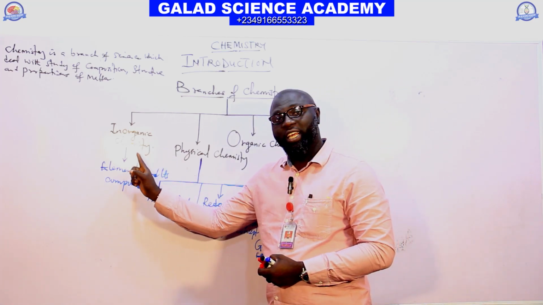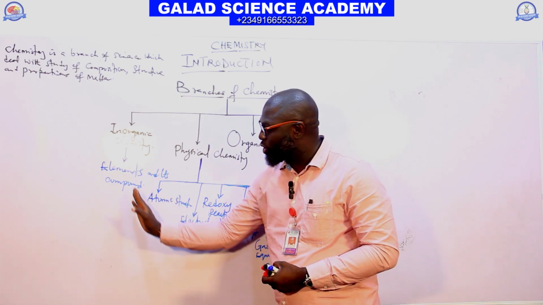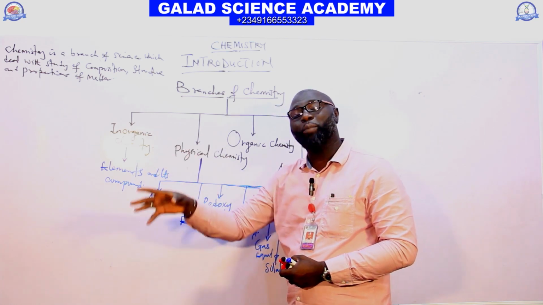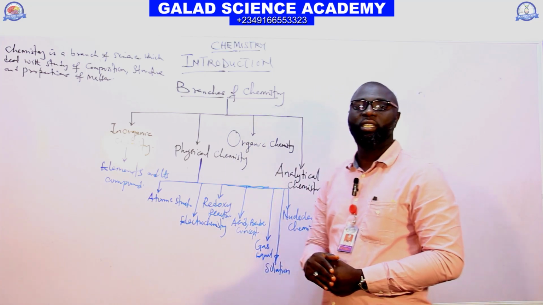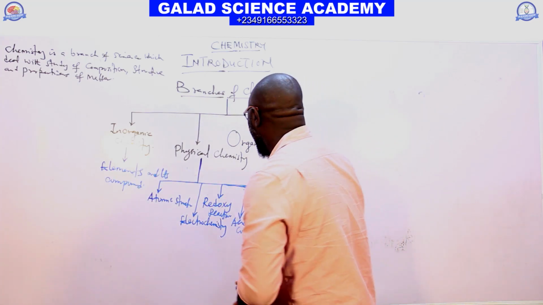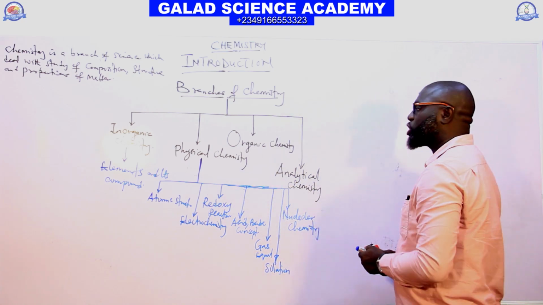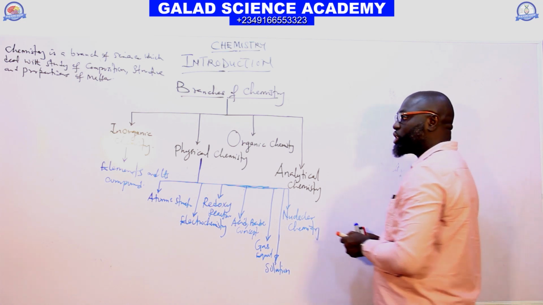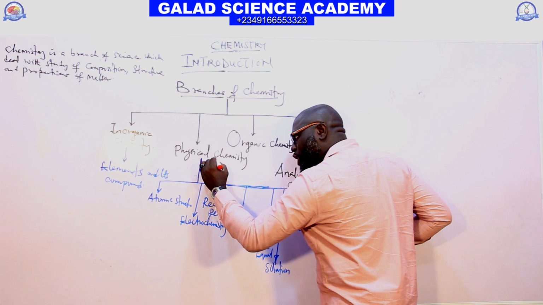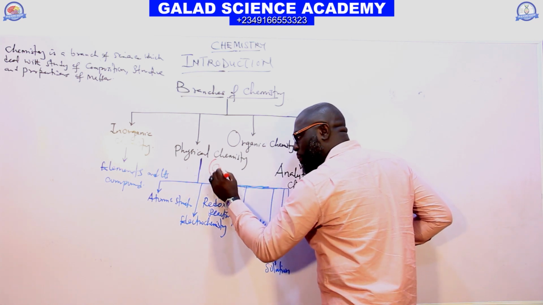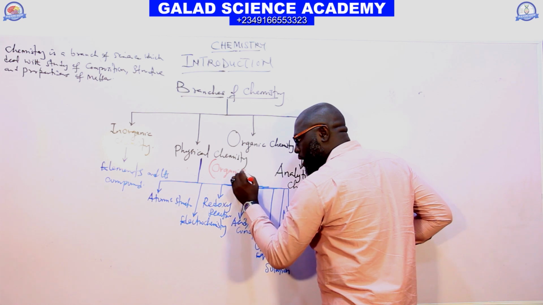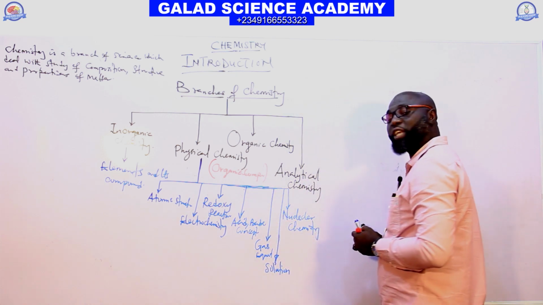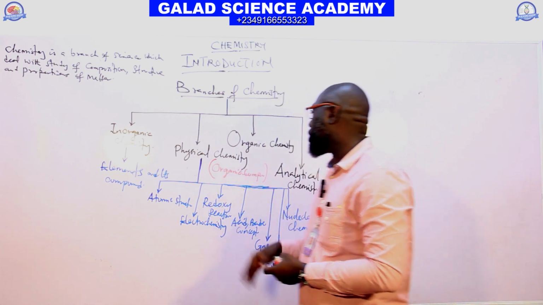And this inorganic chemistry, for convenience sake, you can call it the aspect of the chemistry that deals with the study of the periodic table and its elements and their compounds. But look at the organic chemistry, the third branch. The organic chemistry is a branch of chemistry that deals with the study of organic compounds. So the aspect of chemistry that deals with the study of organic compounds, we call it organic chemistry.